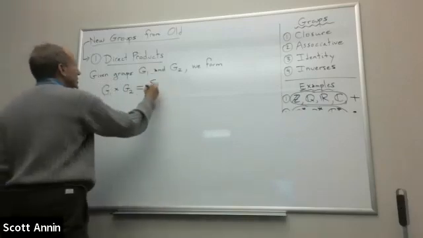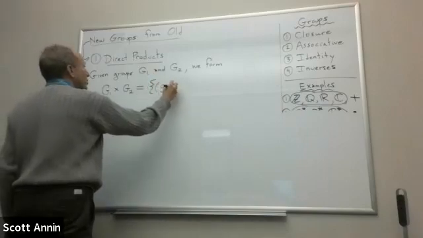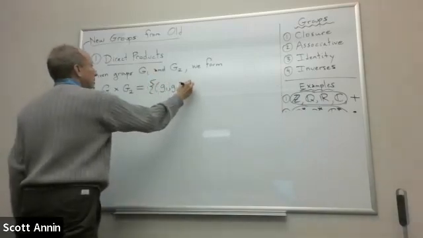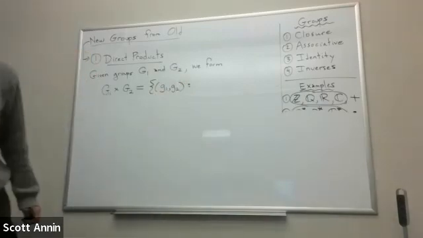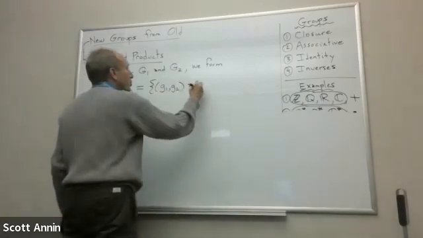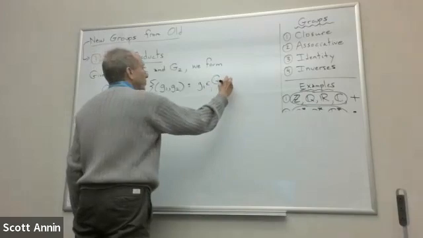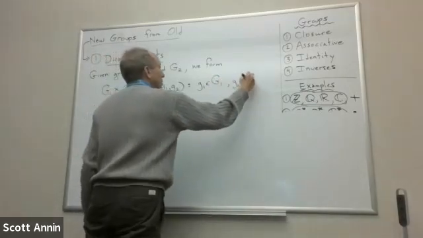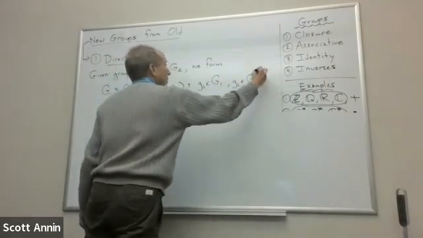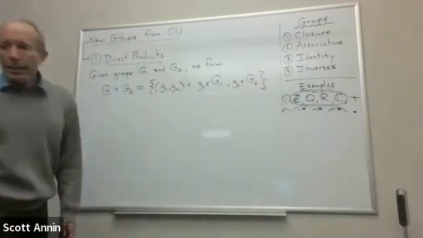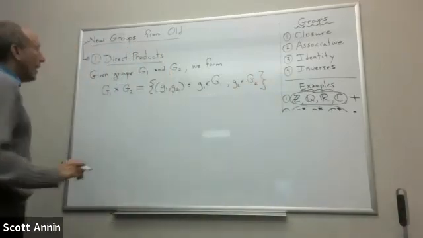And this is the set of simply pairs of elements, little g1, little g2, where little g1 belongs in the first group and little g2 belongs in the second group. That's how it basically works.